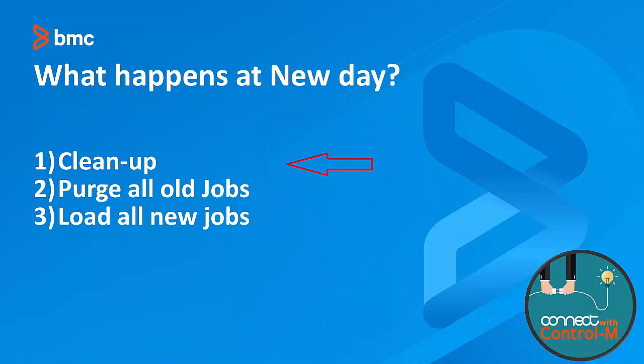Clean up. This means it cleans the logs, statistics, job information, and job outputs. Second, it pushes all old jobs that ended okay or had expired, even if they ended not okay or had not executed yet, except the ones that are in hold status. Third, load all new jobs. After that, Control-M server is ready. Now the gateway will do the download to update the GUI at Control-M Enterprise Manager.